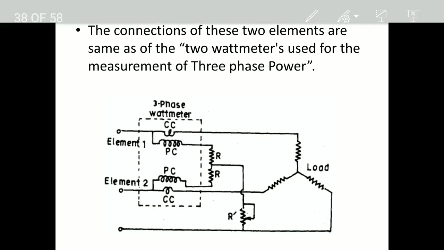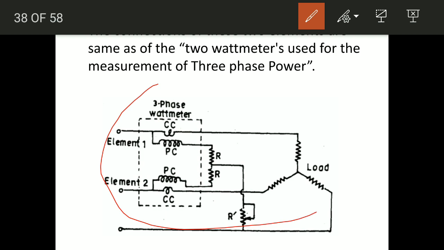From this diagram, it is clear that it is simply the measurement of three-phase power using the 2 wattmeter method. The thing is that in the previous case, we considered two separate single phase wattmeters connected in two different phases. But here, both the elements, or you can say both the wattmeters, are packed in a single box. That too, the moving coils of both the elements are placed on a common spindle. That is the only difference between the 2 wattmeter method technique and the three-phase wattmeter method.